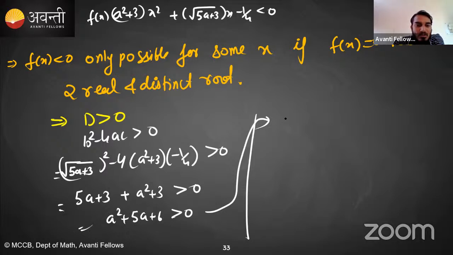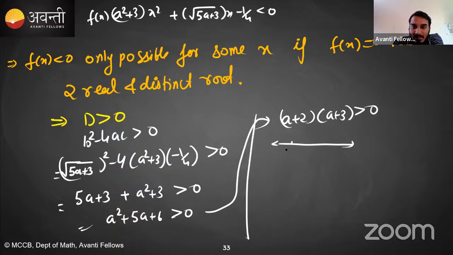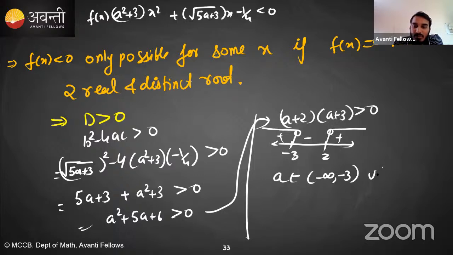So factorize this now. What is this? A plus 2 times A plus 3 greater than 0. So minus 3, minus 2, with signs plus, minus, plus. Clear? So it means A belongs to minus infinity to minus 3, union minus 2 to infinity.